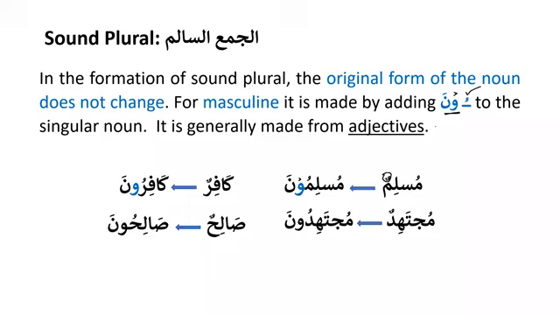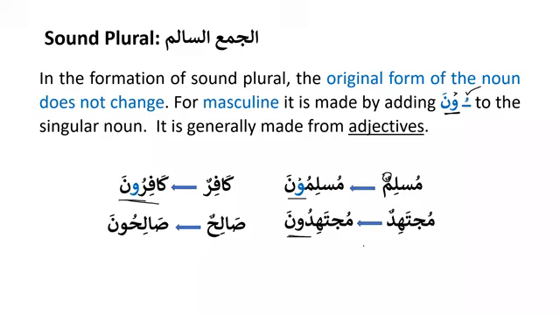So sound plural, why do we call it sound plural? Because we will not make any internal changes. So muslimun and muslimuna. Similarly, believer, and then we have kafirun, non-believer, and then we have kafiruna. So you can see the sound una, una. And similarly, we have mujtahidun, that means hardworking, and then it will be mujtahiduna, hardworking.